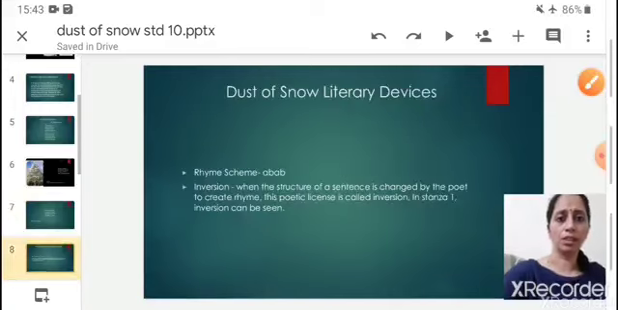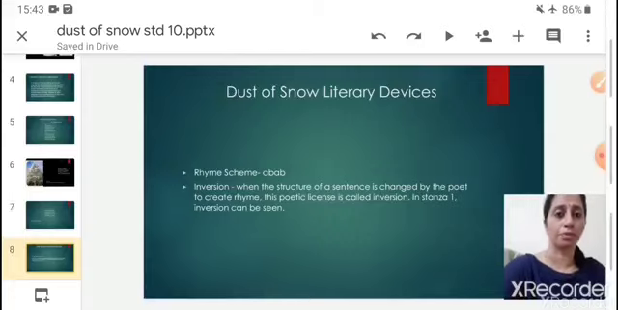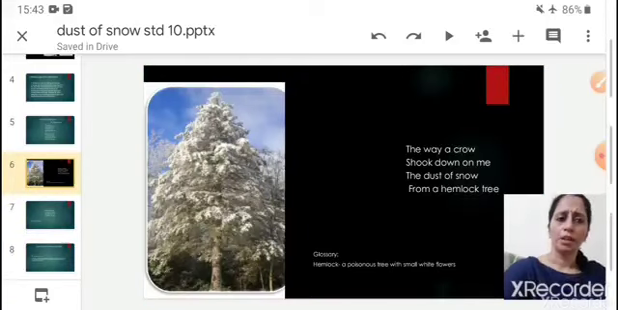Now moving on to another literary device, we have the figures of speech. We have the first figure of speech as inversion. Now what's an inversion? When the words are not placed in correct prose order. And why that way? To have a better poetic effect. Now we can have the first stanza also as an inversion. Before that, let's read what an inversion is. When the structure of a sentence is changed by the poet to create rhyme, this poetic license is called inversion. Okay, we can read the poem as: the dust of snow from a hemlock tree, the way a crow shook down on me. That way also the poem can be read.